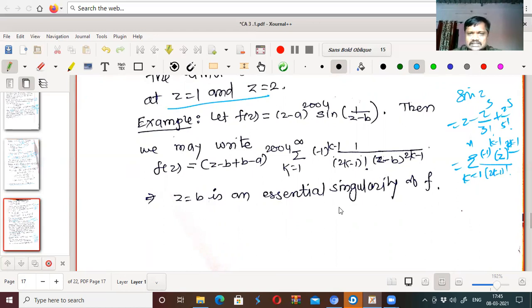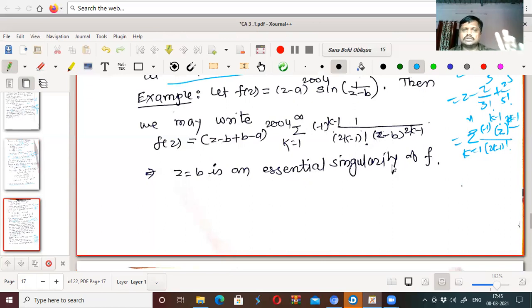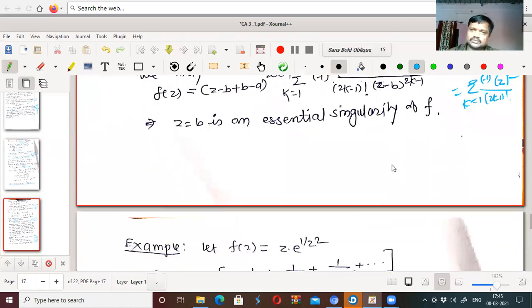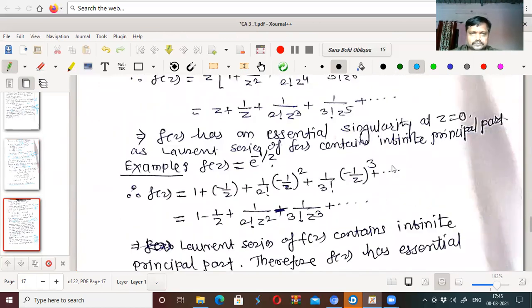So z equal to b is an essential singularity, because this contains an infinite number of negative powers of z minus b. For k equal to 1, this will be 1, k equal to 2, negative power 2, negative power 3, and an infinite number of terms will be there. So the principal part is infinite, therefore it has an essential singularity.